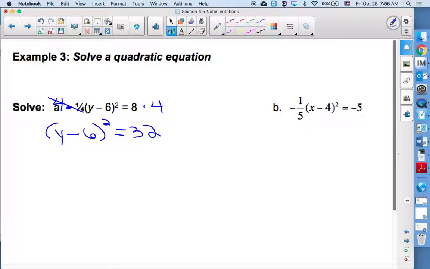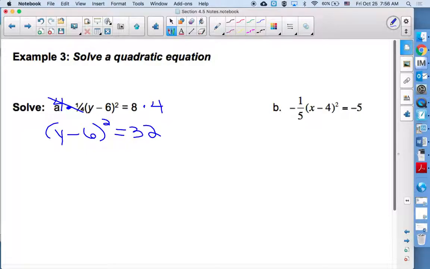So we got rid of the fraction. Now we still have to try and solve and get the y by itself. So what else do you think we could do to solve for y? To try and get y by itself? Josh? Why would you square root both sides?